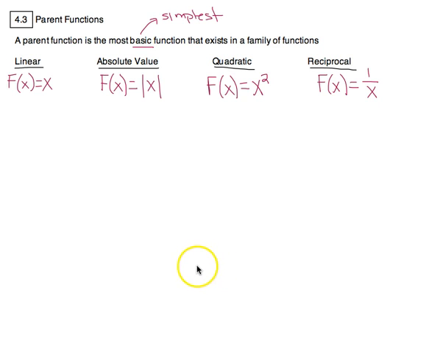So it's going to ask you questions about what a parent function is. It's going to ask you to identify which one of these is a quadratic parent function, and so forth. And then it's going to ask you to identify and or describe characteristics of the graphs. So we're going to look at each of these parent graphs and just talk about some of their characteristics.